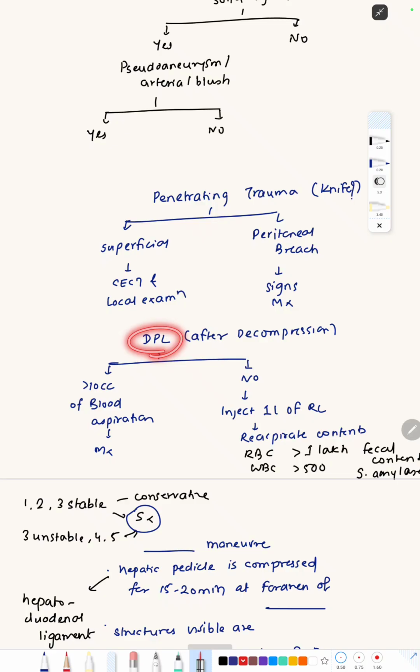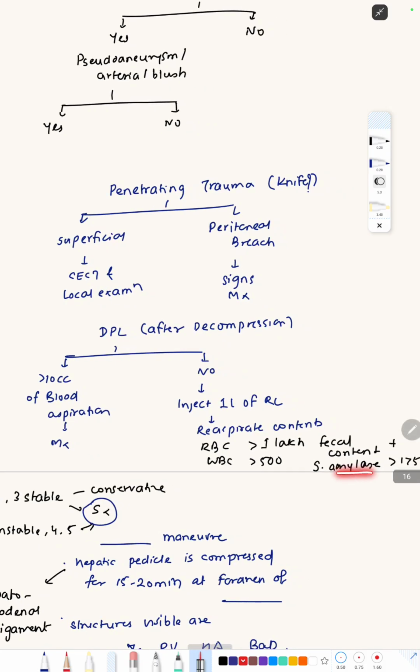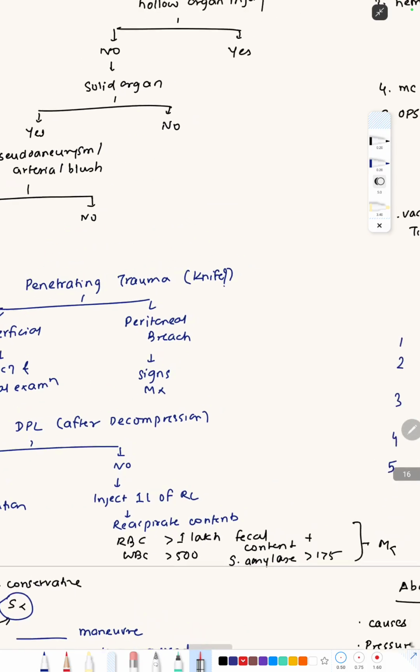Then if the FAST scan is not available, in that particular case diagnostic peritoneal lavage is done. It is done after gastric decompression by the Ryle's tube and bladder decompression by the Foley's catheter. If more than 10 cc of blood is aspirated, then you have to go for midline laparotomy. If no such aspiration is seen, then inject 1 liter of Ringer lactate solution and re-aspirate. If on re-aspiration the RBCs are more than 1 lakh, WBCs more than 500, fecal contents are present, or serum amylase levels are more than 175, then again you have to go for midline laparotomy.